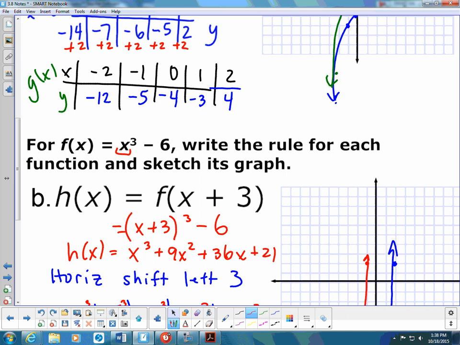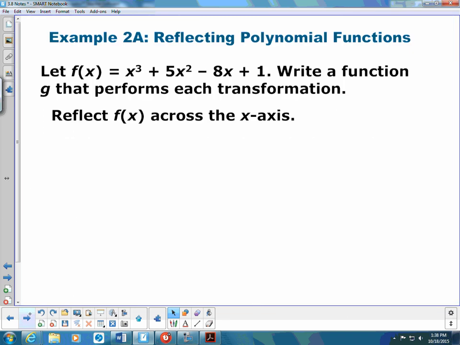So, you could say that h of x is just equal to this first line with x plus 3 in parentheses cubed minus 6, or you could multiply it all out as well to get the rule or to get what the actual equation looks like.